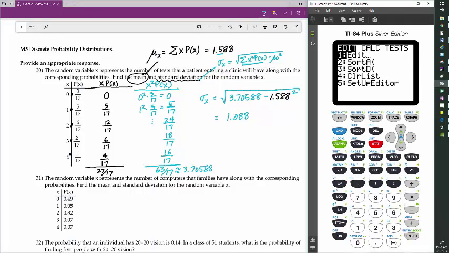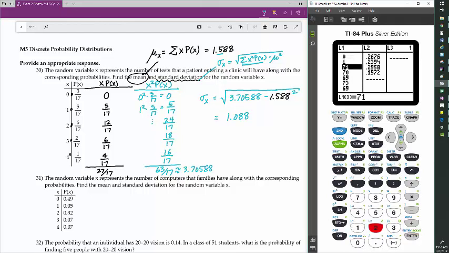In the calculator, the fast way is to enter the values into the list. So list 1 was 0 through 4. And then we need to delete these remaining values. And the next column are the probabilities of those values. 3 out of 17 for the first one, 5/17 for the second, 6/17, 2/17, and 1/17. So now we have the x's and the probability of x.